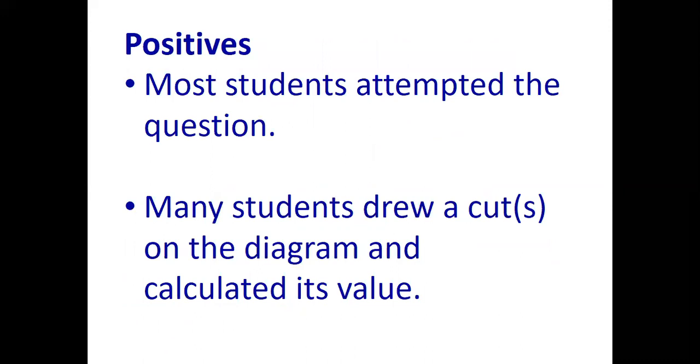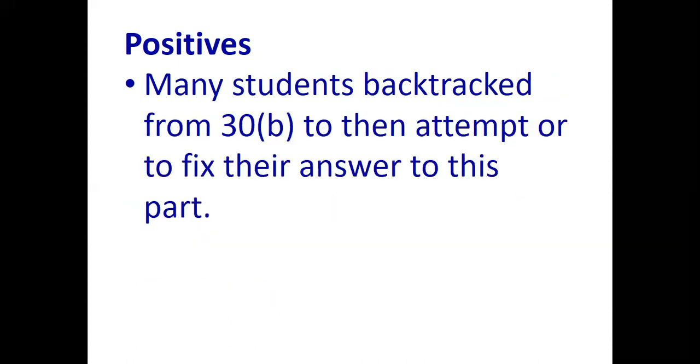Positives, most students had an attempt at the question. Many of the students actually drew a cut or cuts on the diagram and attempted to calculate their values. So that was a good starting point for answering this question. It was obvious that quite a few students went on to part B and then backtracked, went back to part A to fix up their answer. Or even initially attempted it because of something that came out of part B, which is good because that means at least they're linking the two things together.